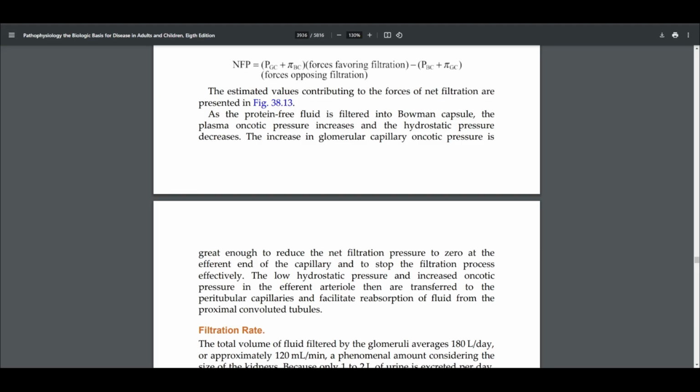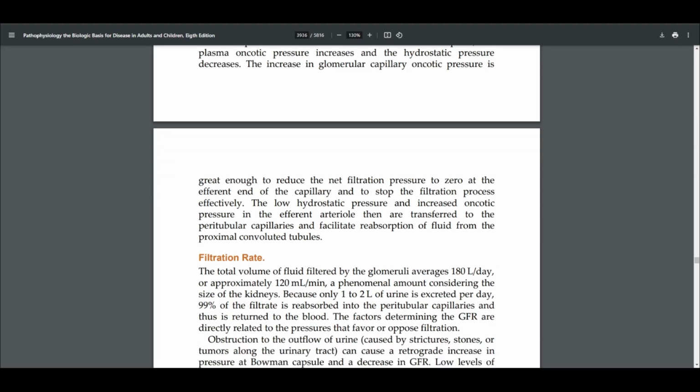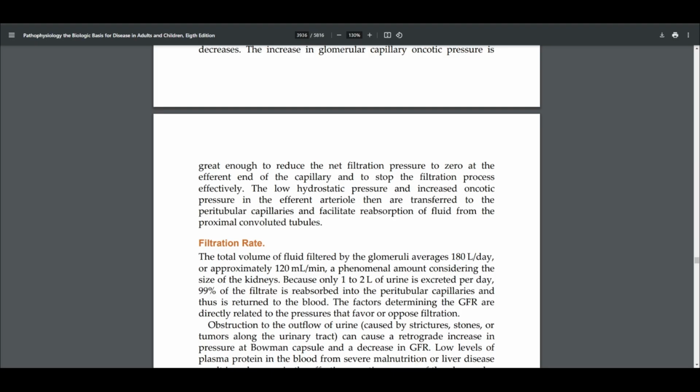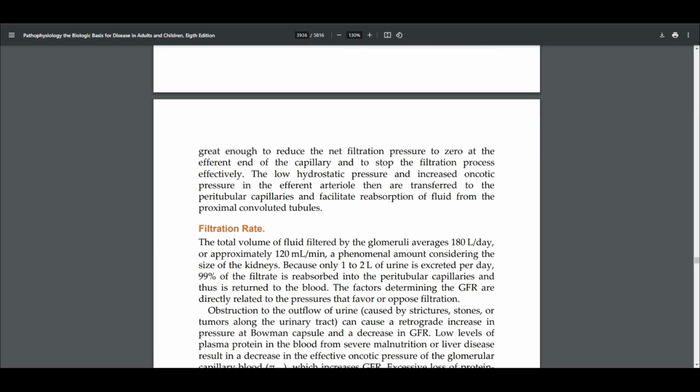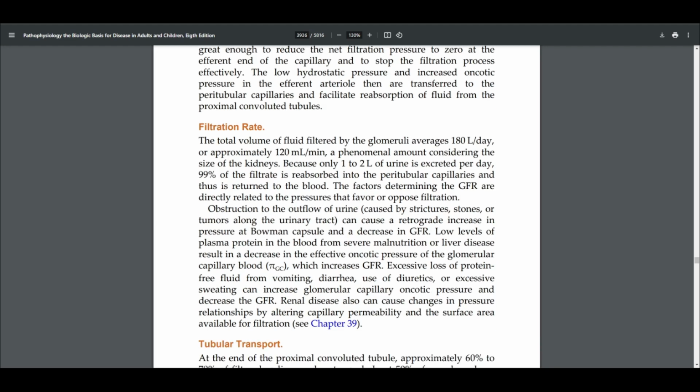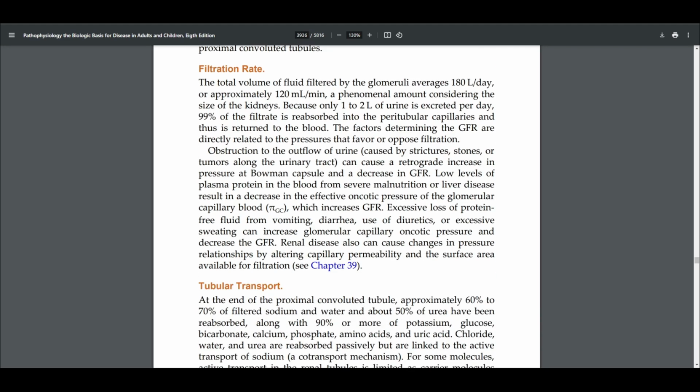As the protein-free fluid is filtered into Bowman capsule, the plasma oncotic pressure increases and the hydrostatic pressure decreases. The increase in glomerular capillary oncotic pressure is great enough to reduce the net filtration pressure to zero at the efferent end of the capillary and to stop the filtration process effectively. The low hydrostatic pressure and the increased oncotic pressure in the efferent arteriole then are transferred to the peritubular capillaries and facilitate reabsorption of fluid from the proximal convoluted tubules. Our filtration rate.